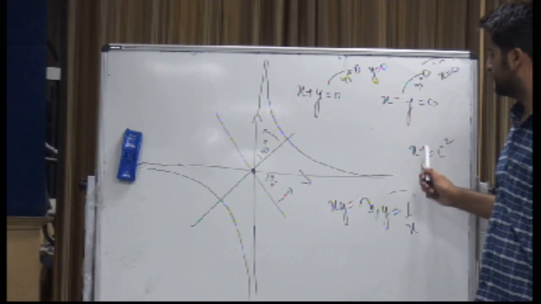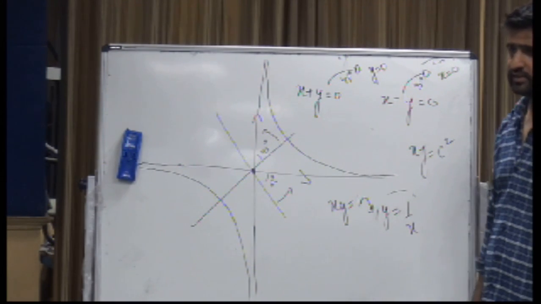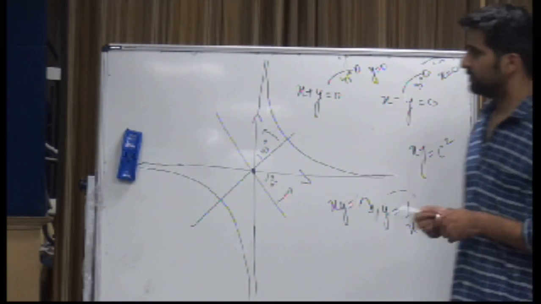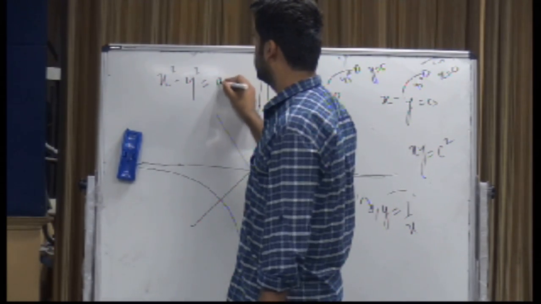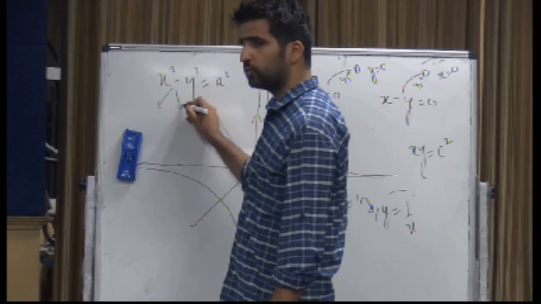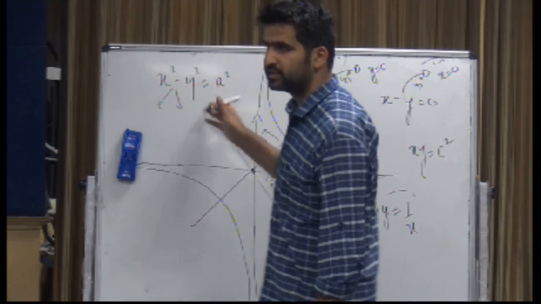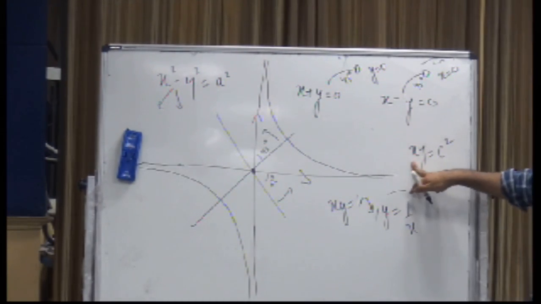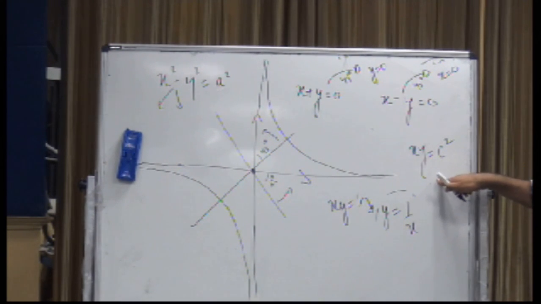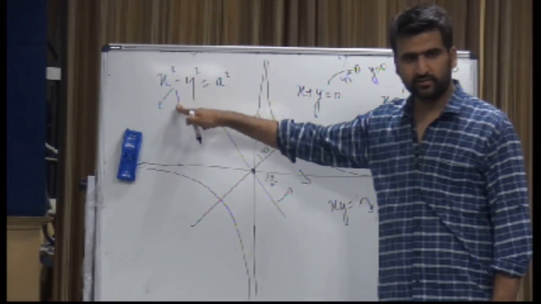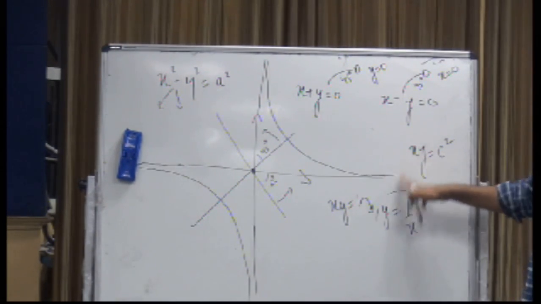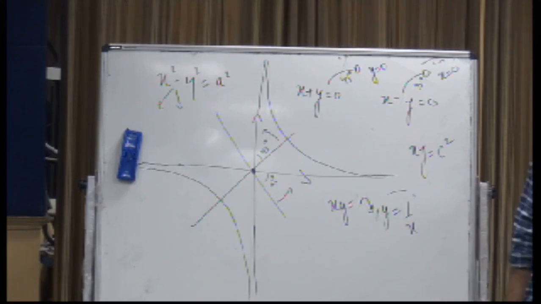So you get xy is equal to c square. In this case also you can see that as we had x square minus y square is equal to a square, the two asymptotes were actually the product of the two factors here, x plus y and x minus y. Here the two asymptotes will be x is equal to 0, y is equal to 0. Understood? The two asymptotes were x plus y is equal to 0, x minus y is equal to 0. Here they are x is equal to 0 and y is equal to 0.